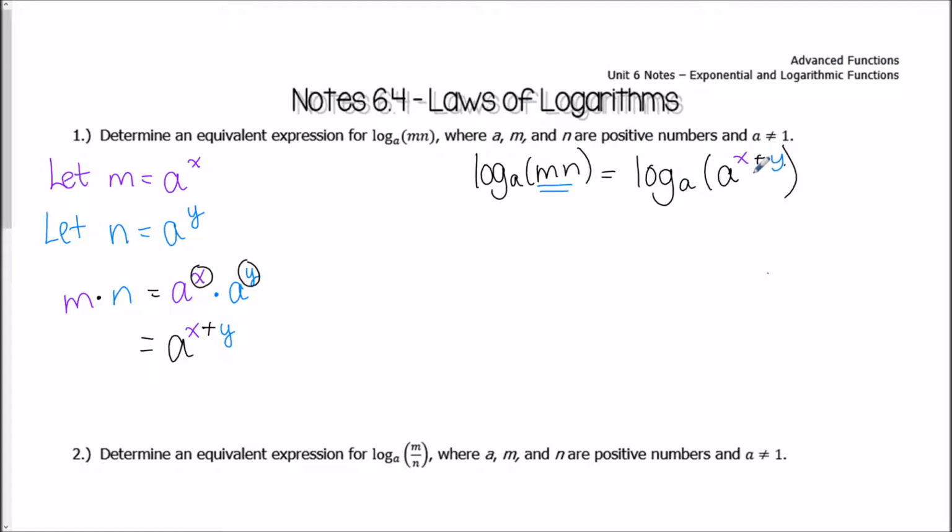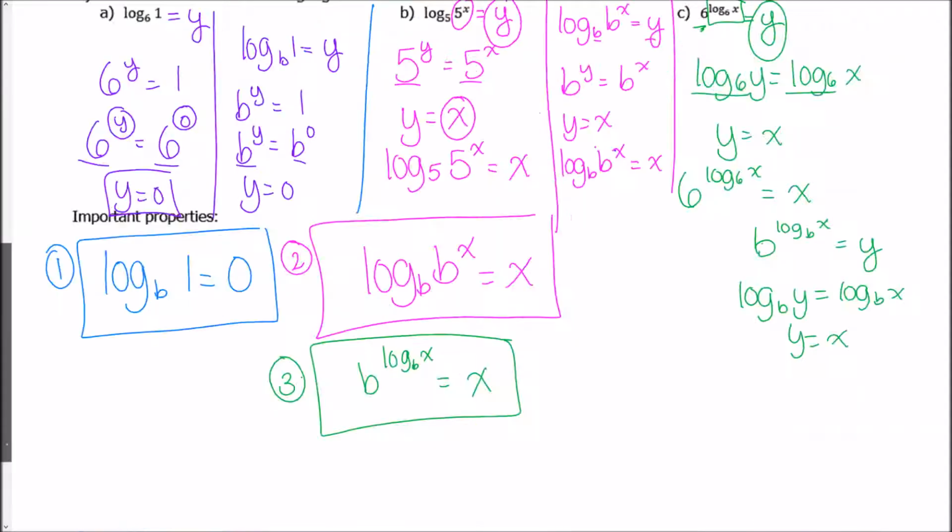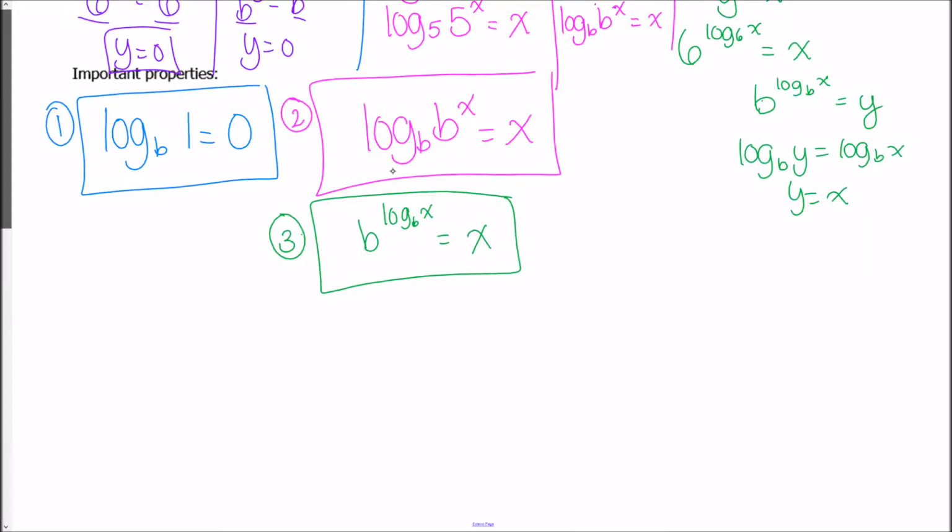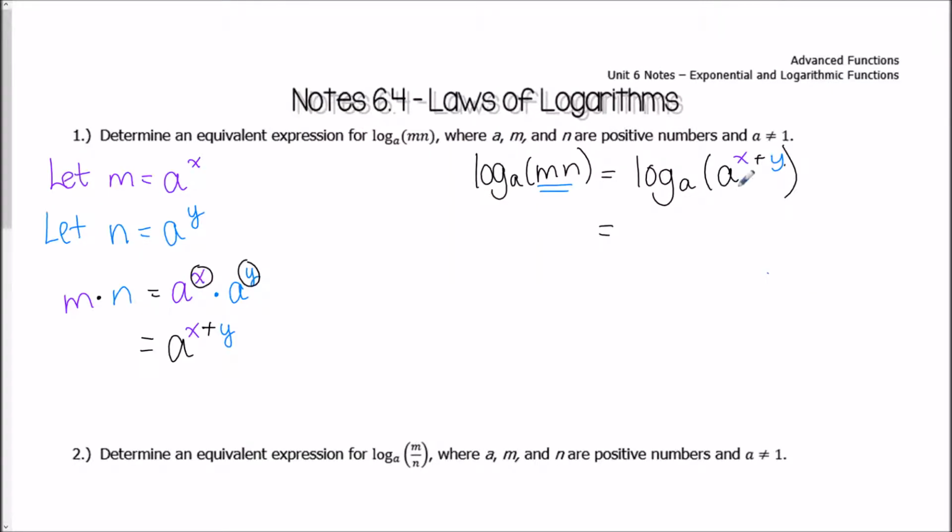Now, if you remember, our properties from our last video tell us that if we have log base b of b to the power of something, it's just whatever that exponent is. So this is essentially just going to be x plus y.